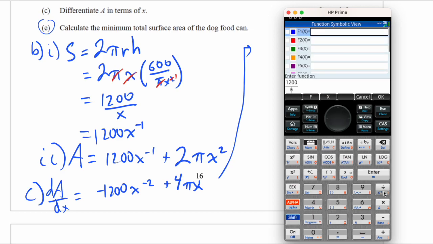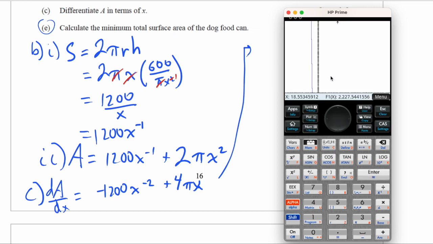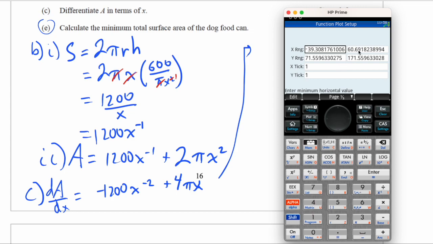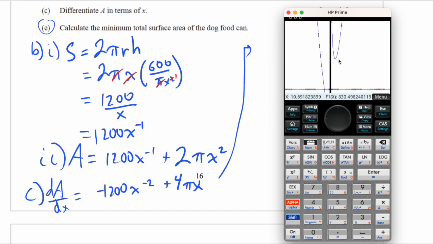1200 over x squared over x. Let's write it as a fraction. You can write it as an exponent as well. Plus 2 pi times x squared. When we plot, I can't see it all. You can zoom in with your fingers on the actual thing, but I'm going to bump this up. I know it's probably going to go up to the thousands. So I've increased my maximum y value, and then you always get a graph like this.